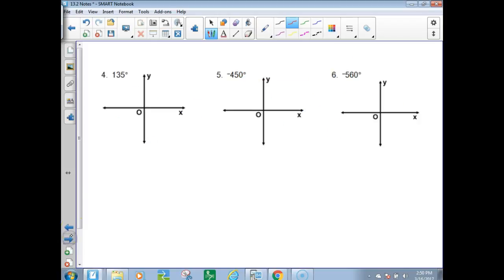All right, 135 degrees. We're going to hear about that one quite often. Again, our initial side is here, and you don't have to keep on labeling initial and terminal. Just know what it means. We would only end up in quadrant 2.